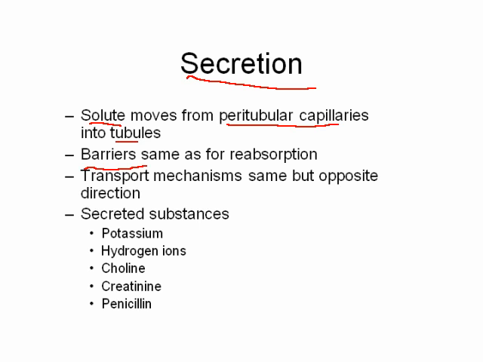The barriers are the same as we talked about for reabsorption. And we also have the same transport mechanisms, but they're in the opposite direction, because in this case we're taking material from the blood and putting it back into the urine. The substances that are secreted are potassium, hydrogen ions, choline, creatinine, penicillin. Of course, penicillin is not normally present in your body, but it is important to keep in mind that drugs such as penicillin get secreted, which helps to reduce the plasma concentration of them.